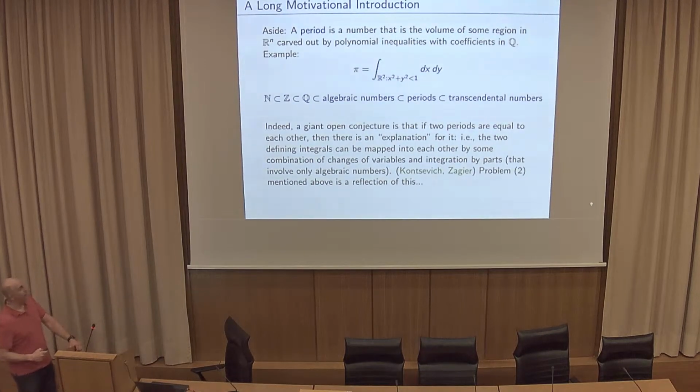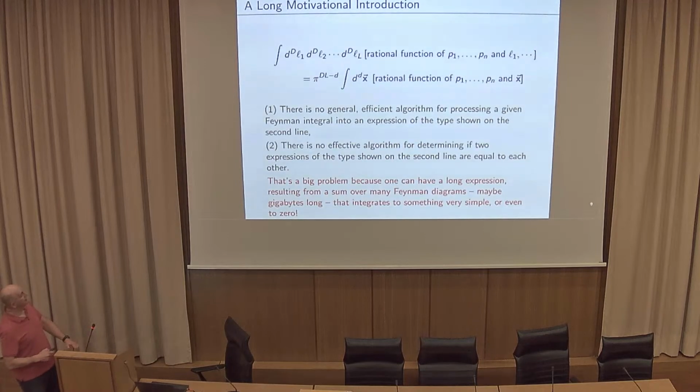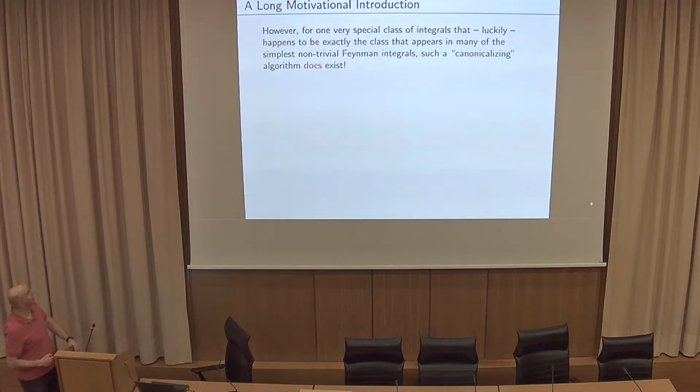Okay, so a giant open conjecture in number theory is that if you have two periods that are equal to each other, then there has to be an explanation for it. Like you have to be able to take one of these volumes and cut it up or do some transformation, like a rotation or change of variables, to map it to the other volume. In other words, there are no accidents between numbers that are periods. And what we see here is that that's a reflection. It's basically an example of the same phenomenon.